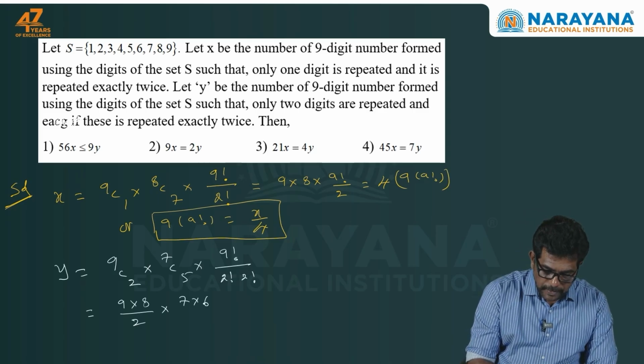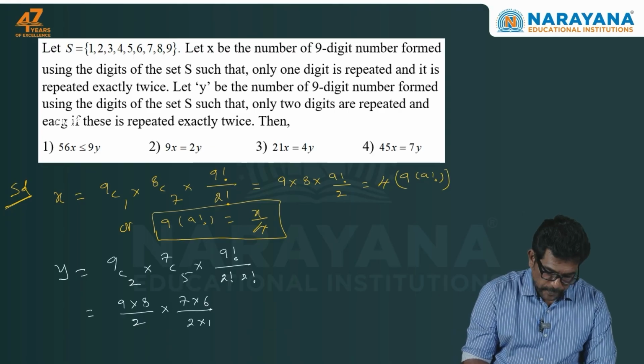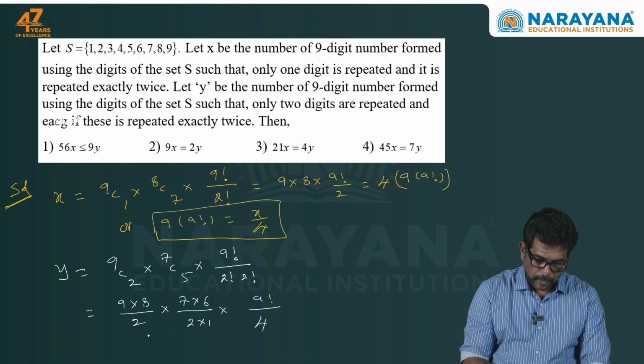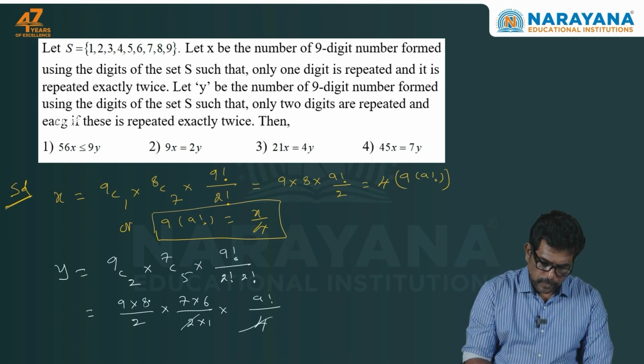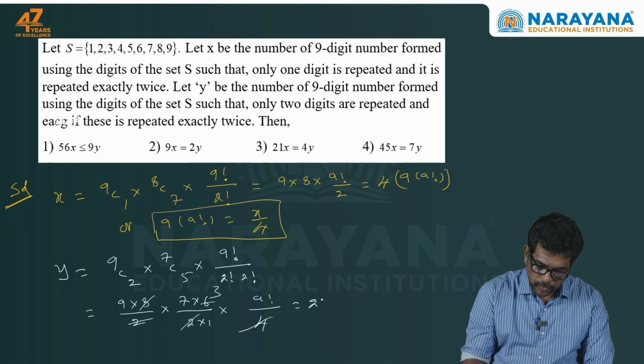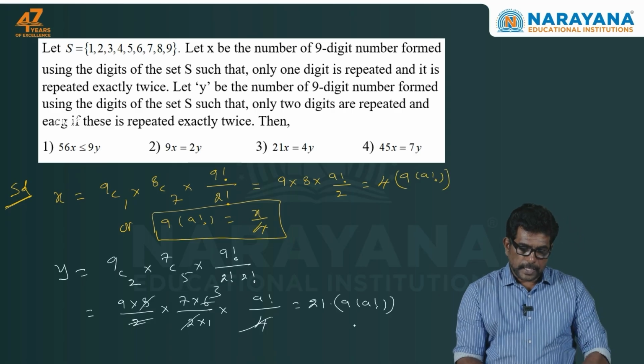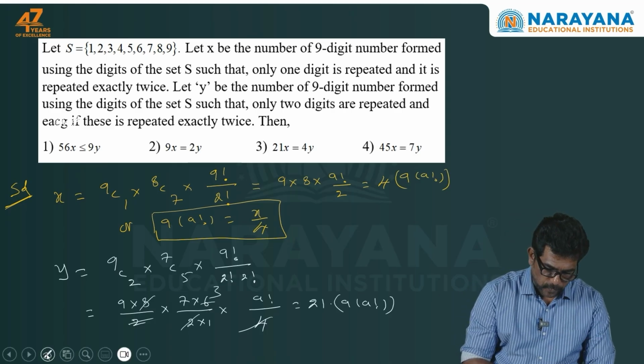That is 7 into 6 upon 2 into 1 into 9 factorial upon 4. Now observing 4 into 2, 8 is cancelled. Here 2 into 3 is cancelled. Now this is equal to 21 times of 9 into 9 factorial. This 9 into 9 factorial is replaced with x by 4.